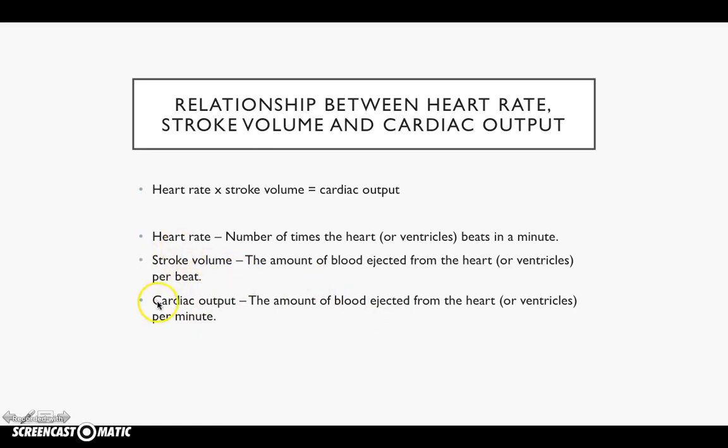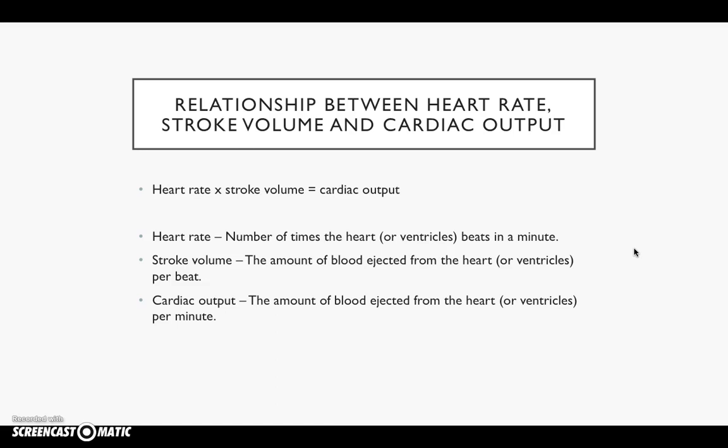Now to try and remember the difference, stroke volume, it's singular, okay, stroke 1. It's not strokes, it's just stroke 1. So 1 beat, how much blood is ejected. As you can see, cardiac output is worked out via heart rate times stroke volume. Therefore, if one of those two, heart rate or stroke volume, increases, cardiac output is going to increase as well. So that's the relationship between heart rate, stroke volume and cardiac output. Heart rate times stroke volume equals cardiac output.